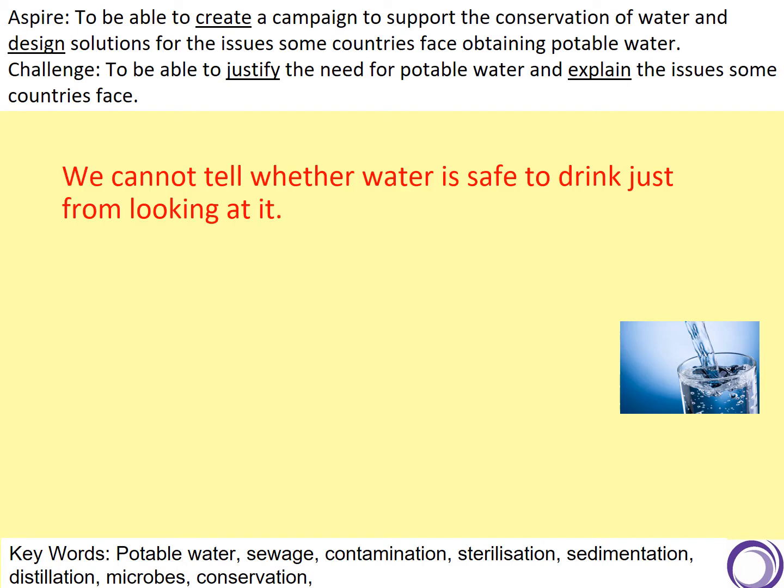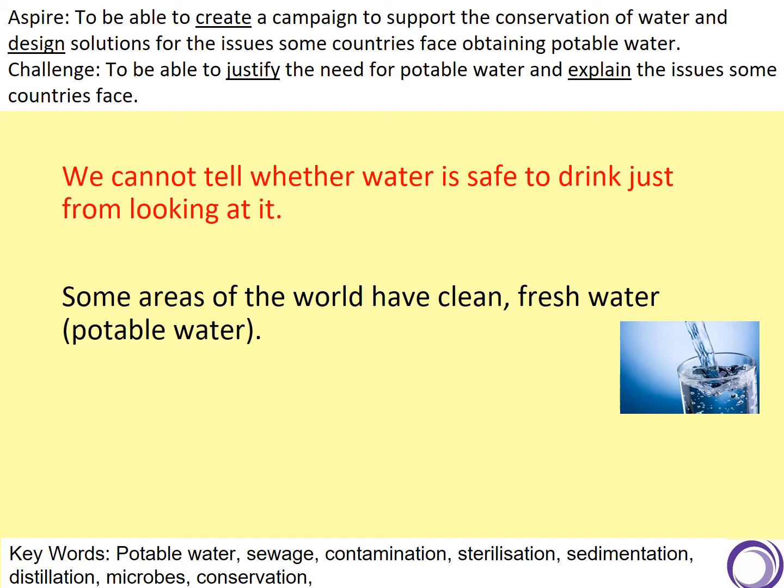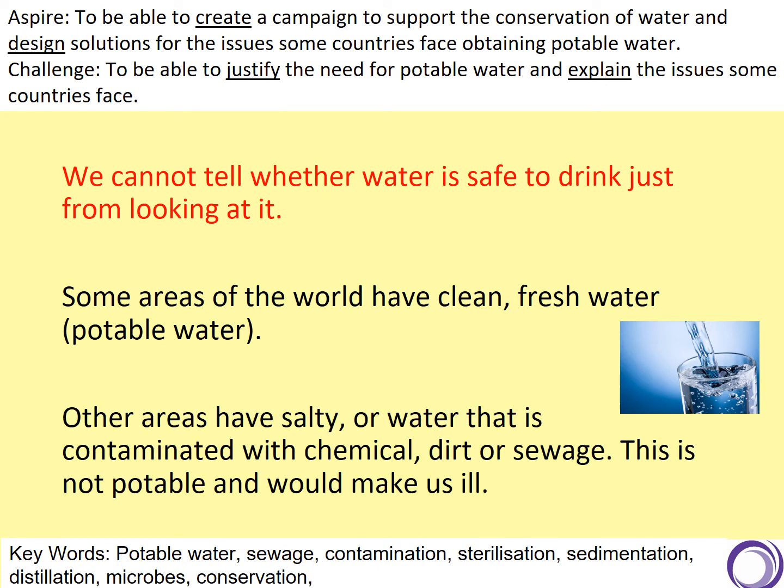When we talk about potable water, we can't tell just by looking at it whether or not it's safe to drink. In some areas of the world, we have lots of clean, fresh potable water. But in other areas, it may be salty or the water may have been contaminated with chemicals, dirt or sewage, and this would not be potable and it would actually make us ill. And you cannot always see those contaminants in the water. In addition, of course, if it's got a high bacterial count, that would also make it not potable for us. We wouldn't be able to drink it safely.